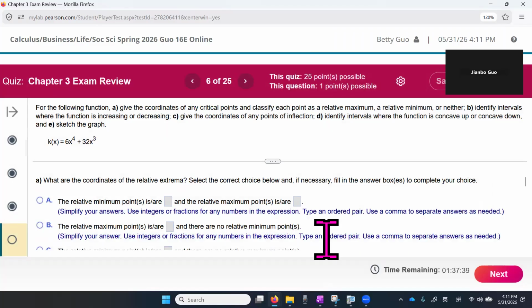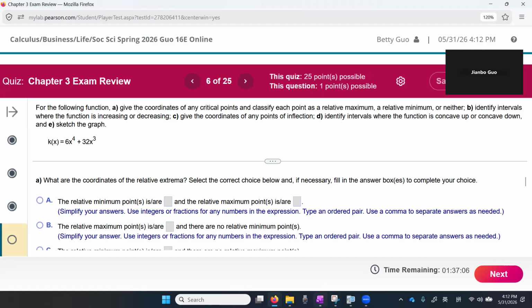Question number 6. For the following function, give the coordinates of any critical points and classify each point as a relative maximum, relative minimum, or neither. Identify intervals where the function is increasing or decreasing. Give the coordinates of any points of inflection. Identify intervals where the function is concave up or concave down. Sketch the graph. All right.